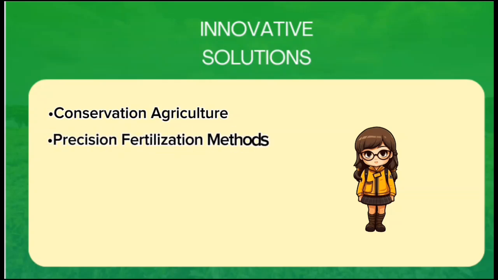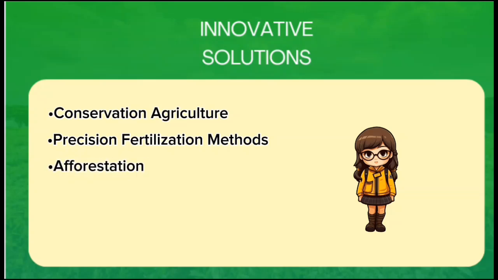The precision fertilization method uses technology like GPS and sensors to apply fertilizer only where and when it's needed, optimizing nutrient use and reducing fertilizer waste. This minimizes nutrient runoff, which can lead to water pollution and soil degradation. It reduces nutrient runoff, minimizing soil contamination.